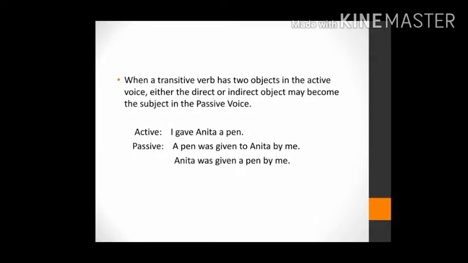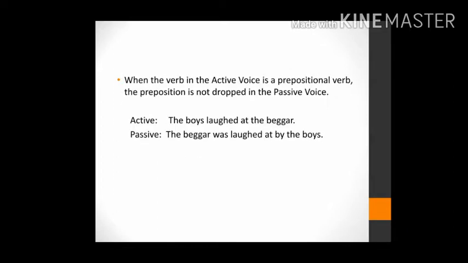When a transitive verb has two objects in the active voice, either the direct or the indirect object may become the subject in the passive voice. Example, I gave Anita a pen. A pen was given to Anita by me. Or Anita was given a pen by me. Both are correct.